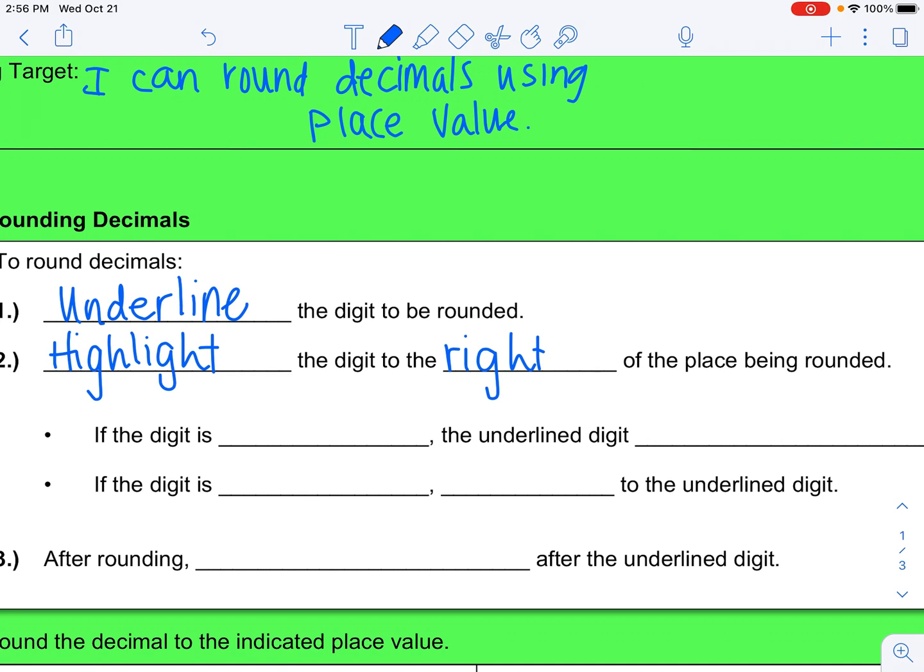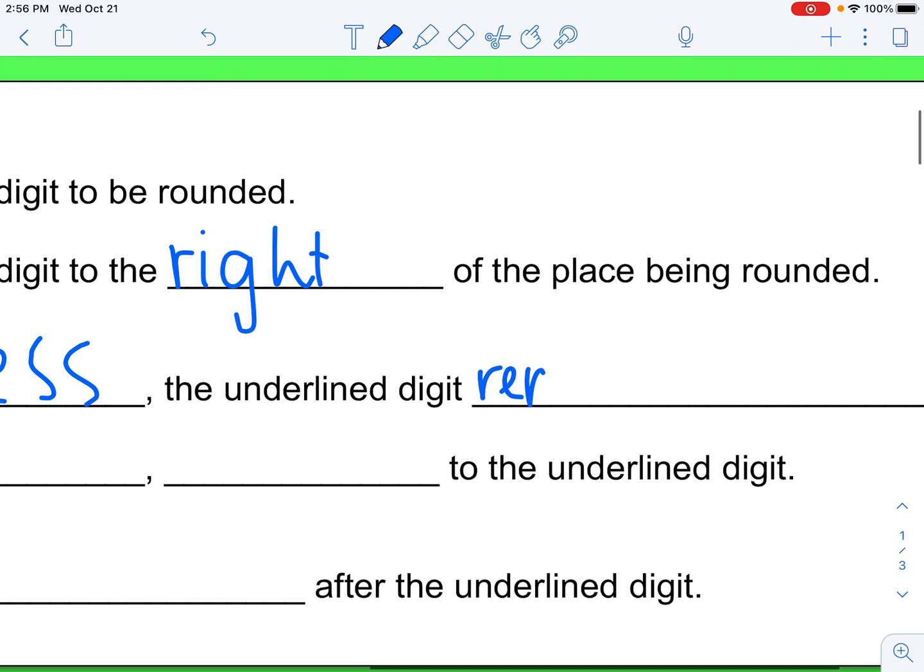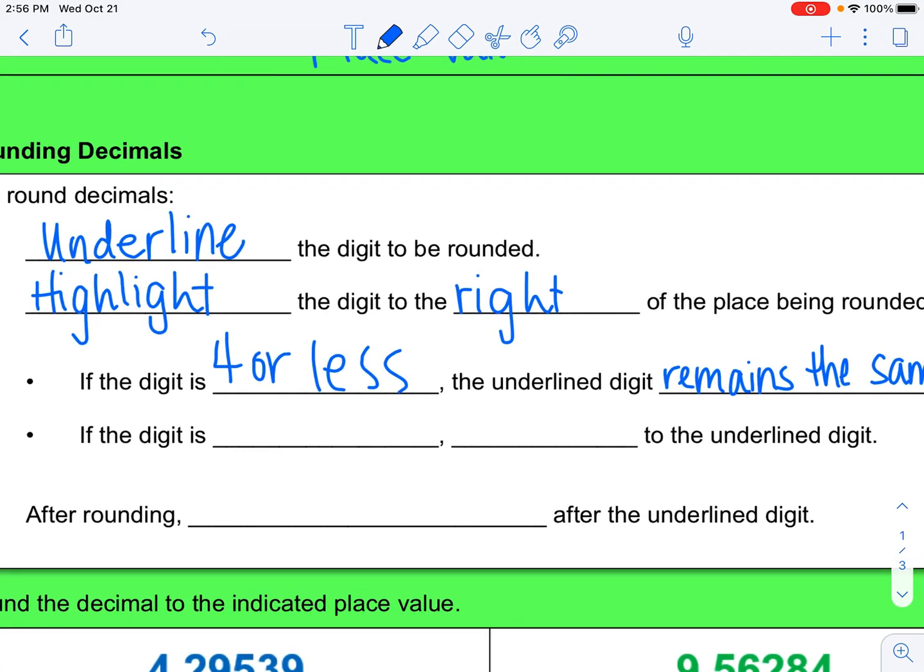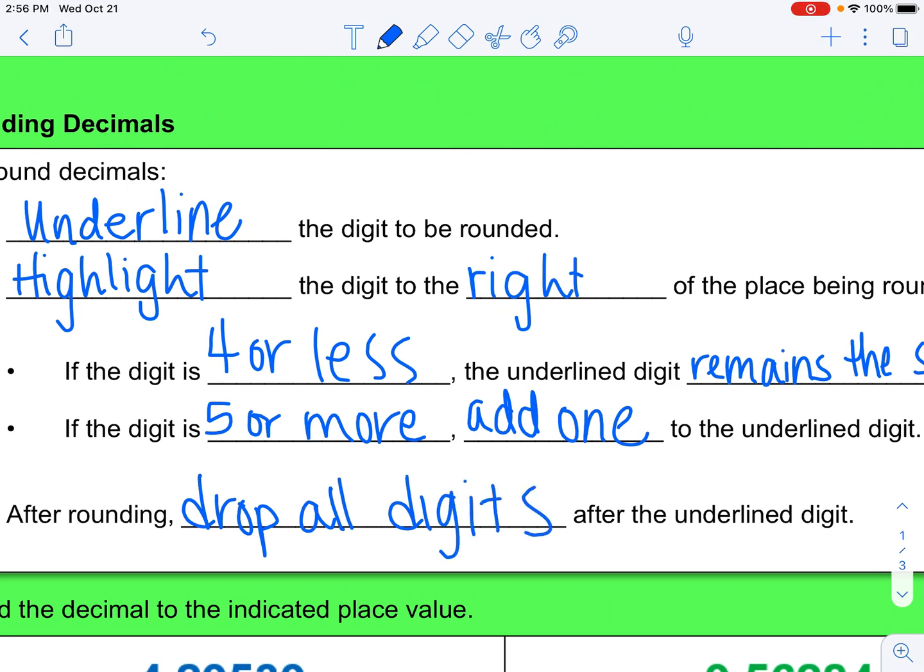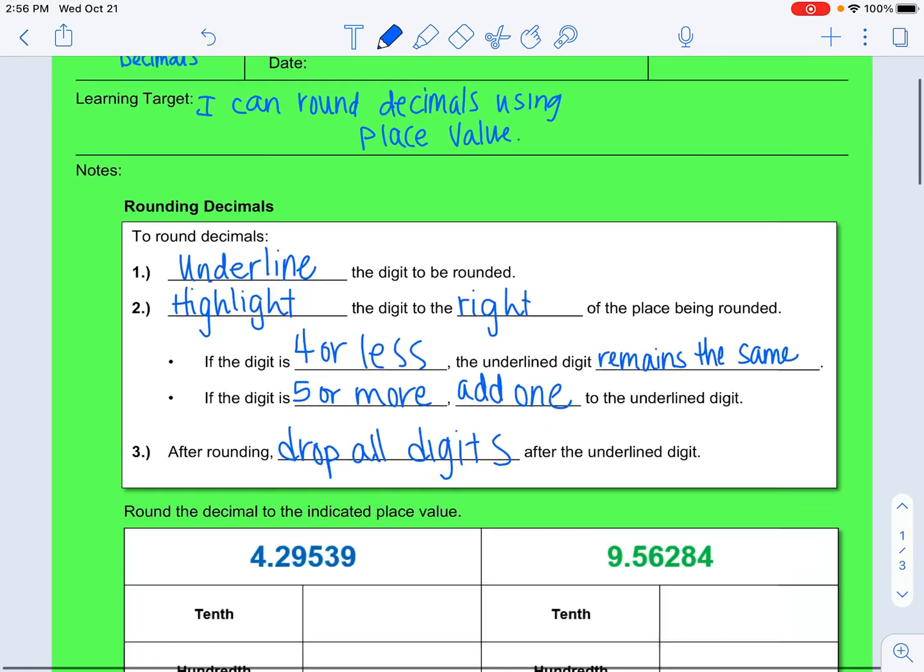If the digit is 4 or less, the underlined digit stays the same. If the digit is 5 or more, you add 1 to the underlined digit. And then after you round, you drop all of the digits after the underlined digit. Okay, so now let's practice this.